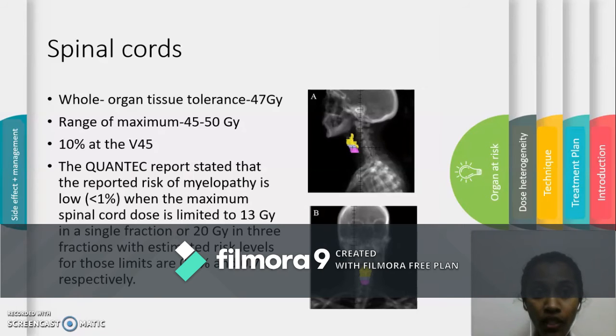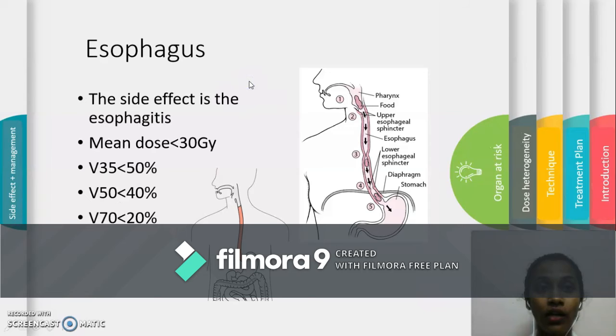Moving on with the next organ, it will be the esophagus, where the side effect of the esophagus will be esophagitis, where the mean dose will be less than 30 Gray. For the volume of 35, it will be less than 50%. For volume 50, it will be less than 40%. And for the volume of 70, it will be less than 20%. So this is the image of the esophagus.